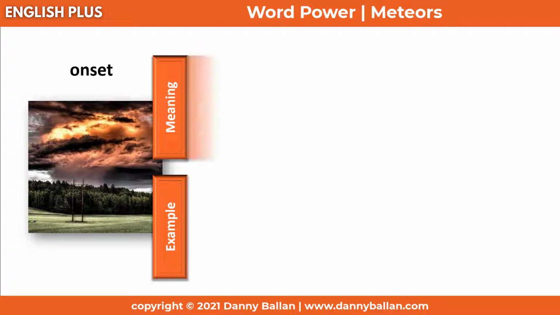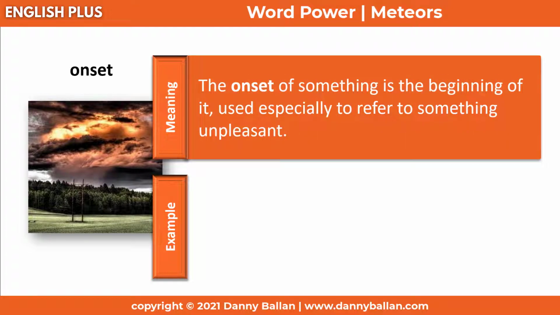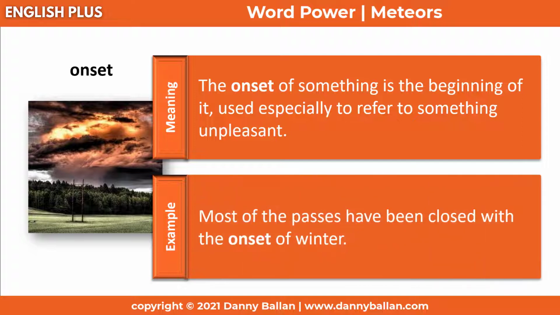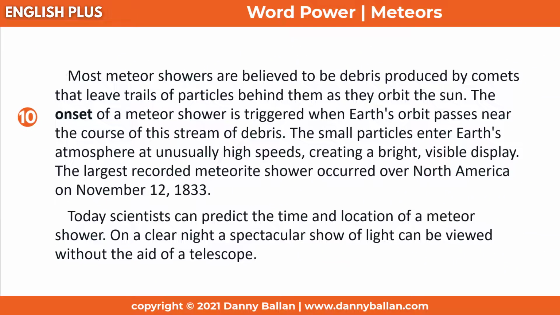The onset of something is the beginning of it, and we use it especially to refer to something unpleasant. Now, I want you to keep that in mind because onset is usually used for something unpleasant. We don't usually use it to talk about beautiful things or pleasant things. For example, we can say, most of the passes have been closed with the onset of winter. I wouldn't say winter is an unpleasant thing, but the closing of these passes is an unpleasant thing. The onset of winter in this way is an unpleasant thing. Now, with that being said, these would be all the words I want to talk to you about today.